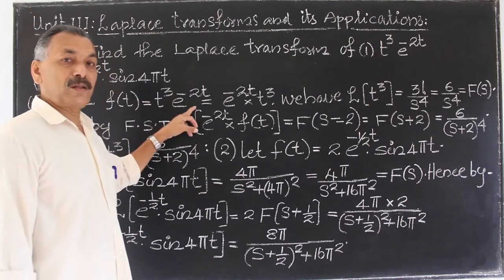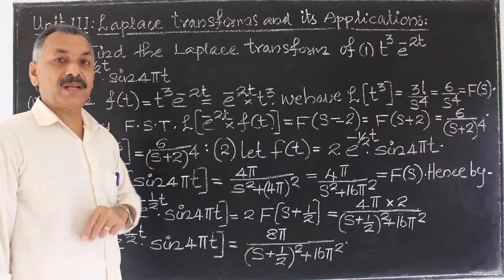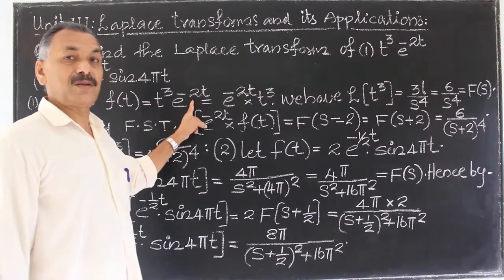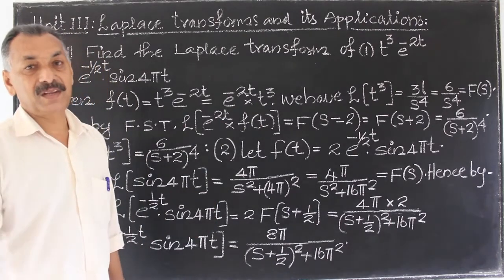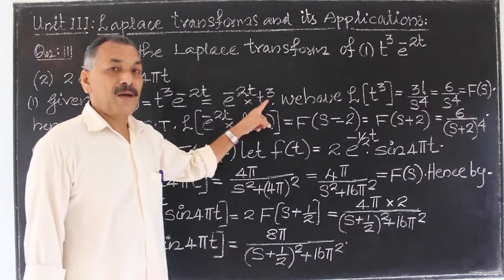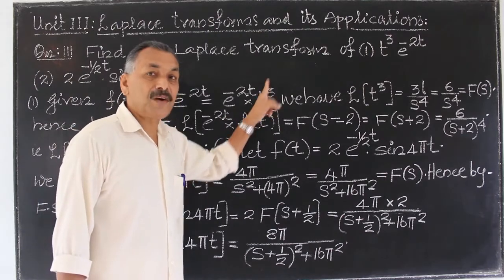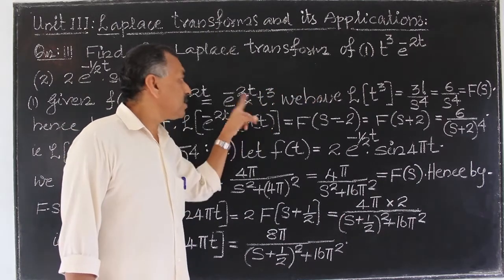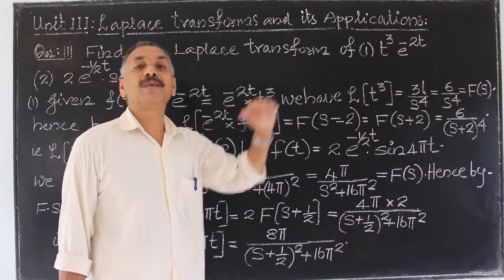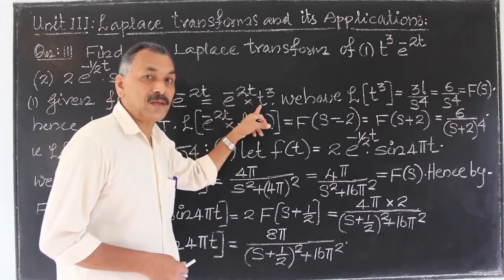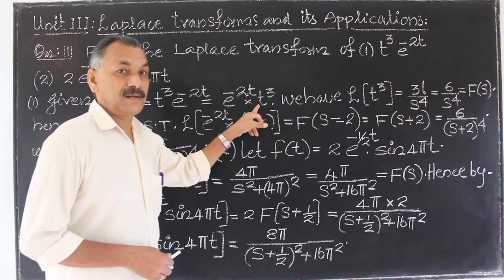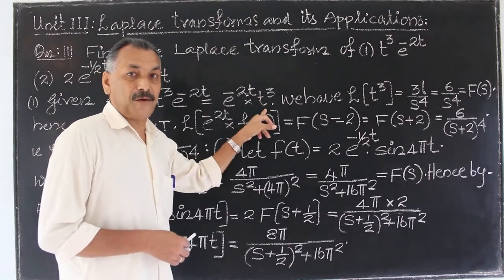അത് ഒരു പ്രോഡക്റ്റ് എന്നുള്ള ഫോമിലാണ്. അതിൽ ഒരു ടേം e raised to at എന്നുള്ള ഫോമിലാണ്. That is f of t is equal to e raised to minus 2t into t cube. That is first shifting theorem. If Laplace transform of f of t ഇതിന്റെ ട്രാൻസ്ഫോം f of s ആയ e raised to at into f of t യുടെ ട്രാൻസ്ഫോം f of s minus a. എന്നാൽ e raised to at into f of t എന്നുള്ള ഫോമിൽ ഈ f of t ഒരു function ആണ്.